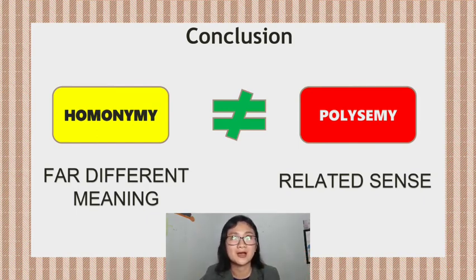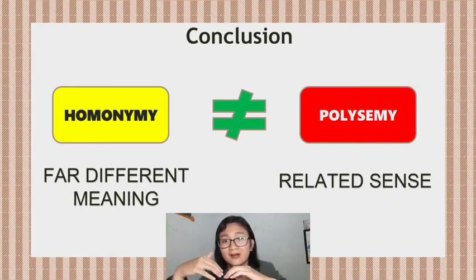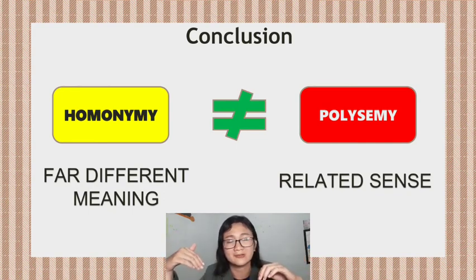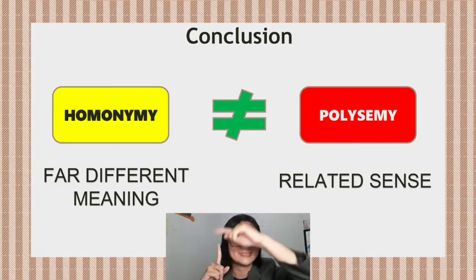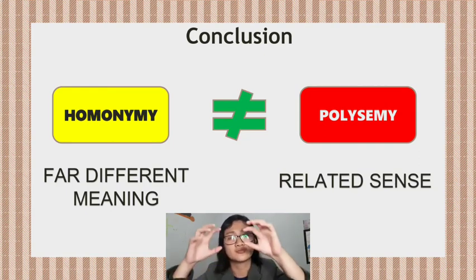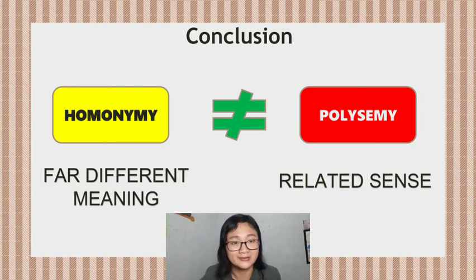We need to keep in mind that homonymy is accidentally having the same pattern or form, but actually they are different objects, even if they have the same pattern or form of the word. While polysemy is one root word, but they have related senses, even if they have multiple meanings, those multiple meanings have a related sense.